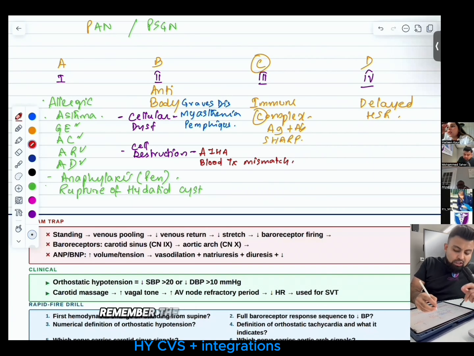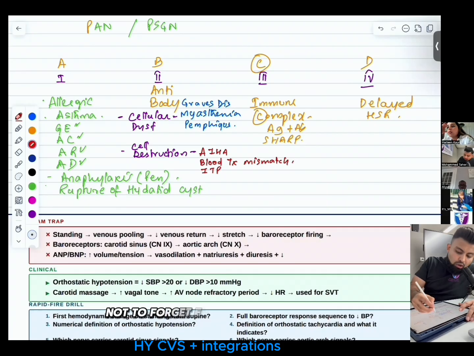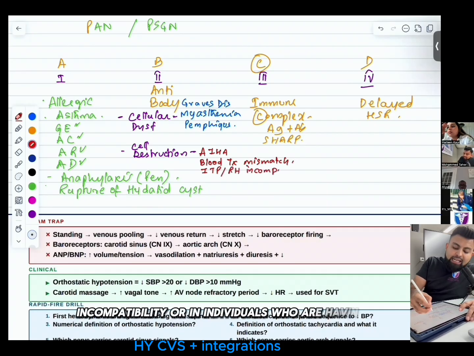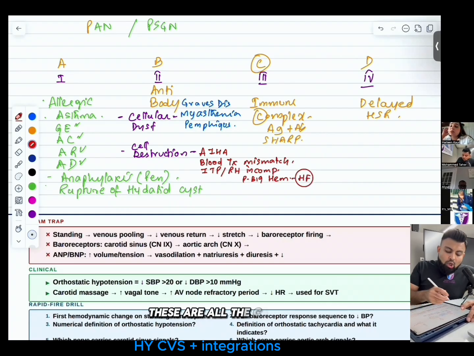Or in SLE patients, remember the antibodies against GP2B3A, a condition called idiopathic thrombocytopenic purpura, ITP. Right? There are many more examples which we can write down, not to forget even Rh incompatibility. Recall in Rh incompatibility, or in individuals who are having parvovirus B19 mediated hemolysis in the baby, which can lead to hydrops fetalis. Remember that, right? So these are all the causes that can be associated with cellular destructive variants.